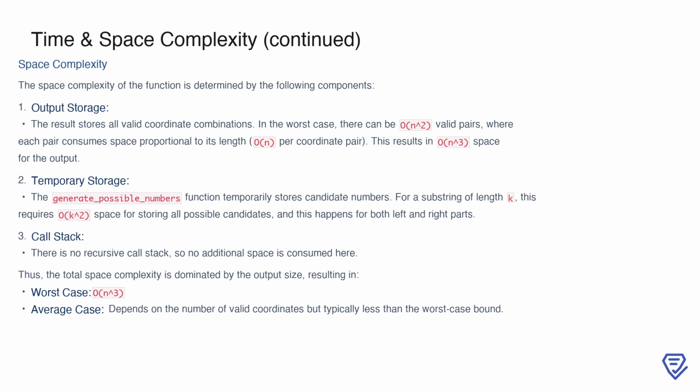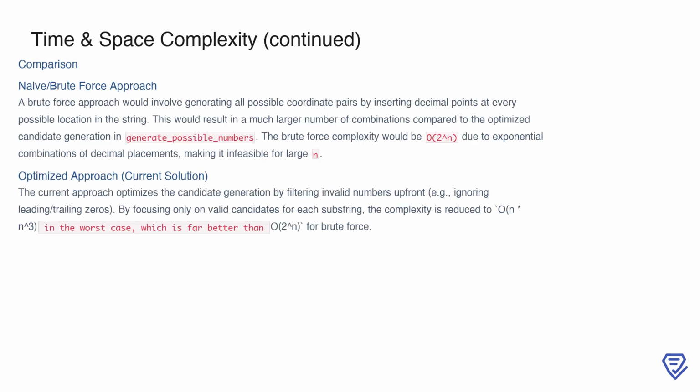Let's compare the optimized approach with a naive or brute force method. A brute force approach would involve generating all possible coordinate pairs by inserting decimal points at every possible location in the string. This would result in an exponential number of combinations, specifically 2 to the power of n, due to the large number of decimal placements. Such an approach quickly becomes infeasible as n grows.